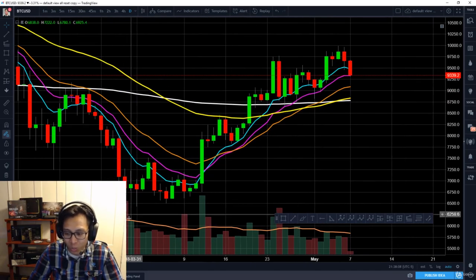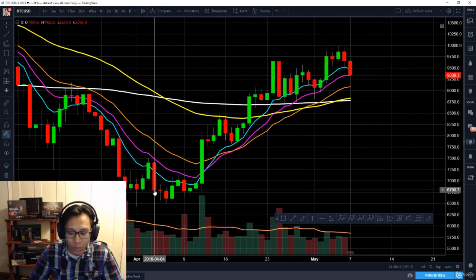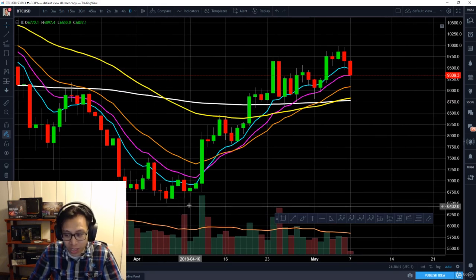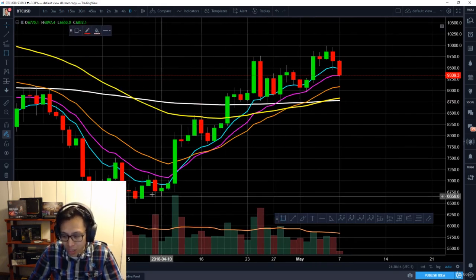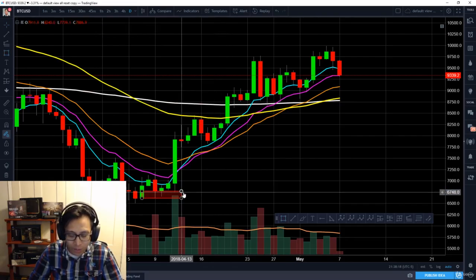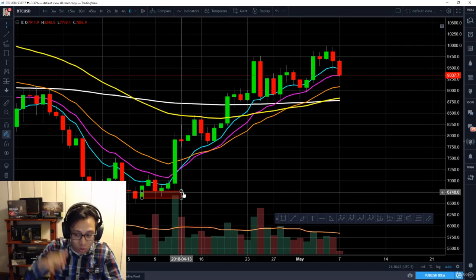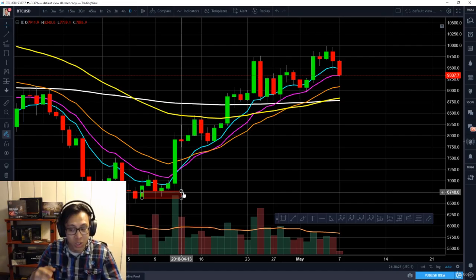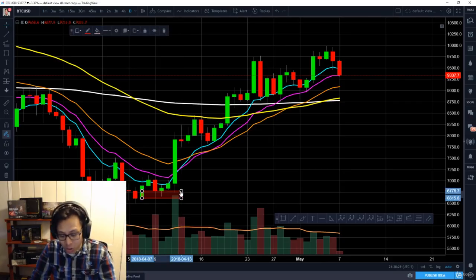So we see lots of wicks to the downside. These wicks are basically indicating support. And especially when we got these two wicks right here, guys, okay? These two wicks give us a really good clue that there's two rejections over 2 days to the downside. So the next few days, it's definitely going to go on an uptrend, right?